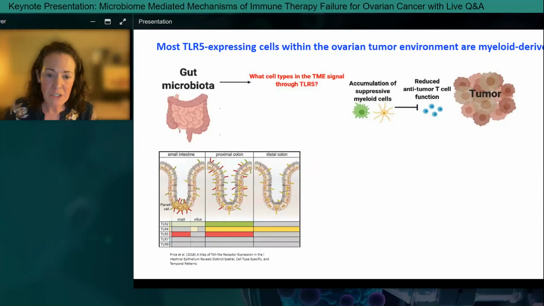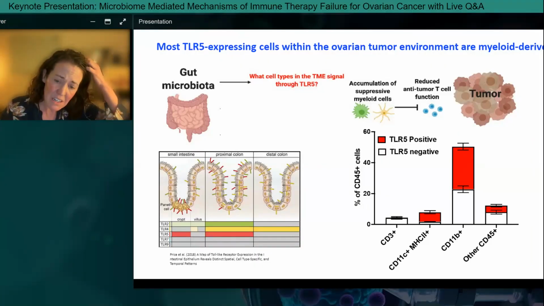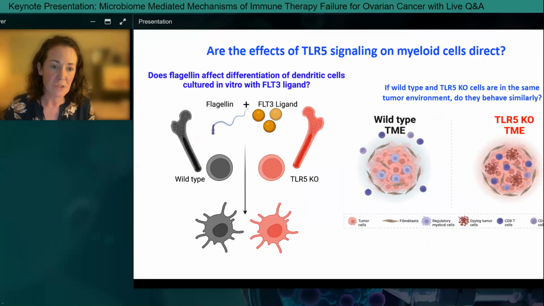And we used flow cytometry to look at cells within the tumor microenvironment. And what we found is that T cells are not expressing TLR5. And this is to be expected based upon what is known in the literature. However, the majority of cells within the tumor microenvironment that do express TLR5 are these myeloid cells. And so we wanted to ask, does TLR5 signaling on these myeloid cells, is it a direct effect? Or is there something within the tumor microenvironment that may be polarizing them or reducing the accumulation of these cross-presenting dendritic cells during immune checkpoint blockade?